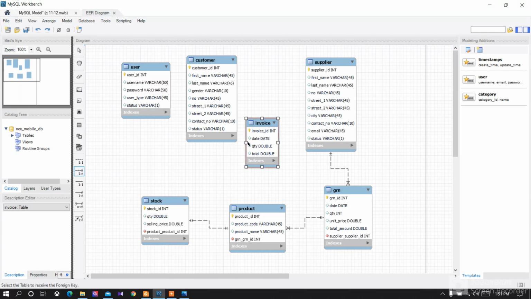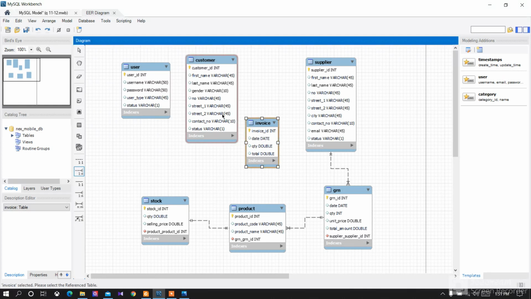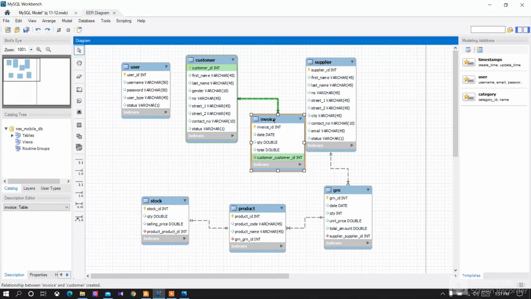So in the customer and the invoice table, a customer can buy many products, and so there will be many invoices created each time. So there will be the many side for invoice and the single side for customer.